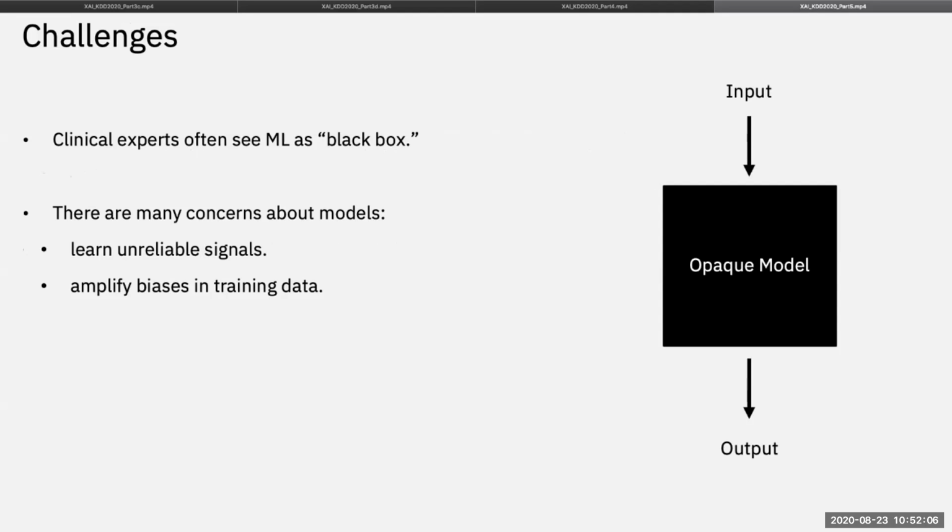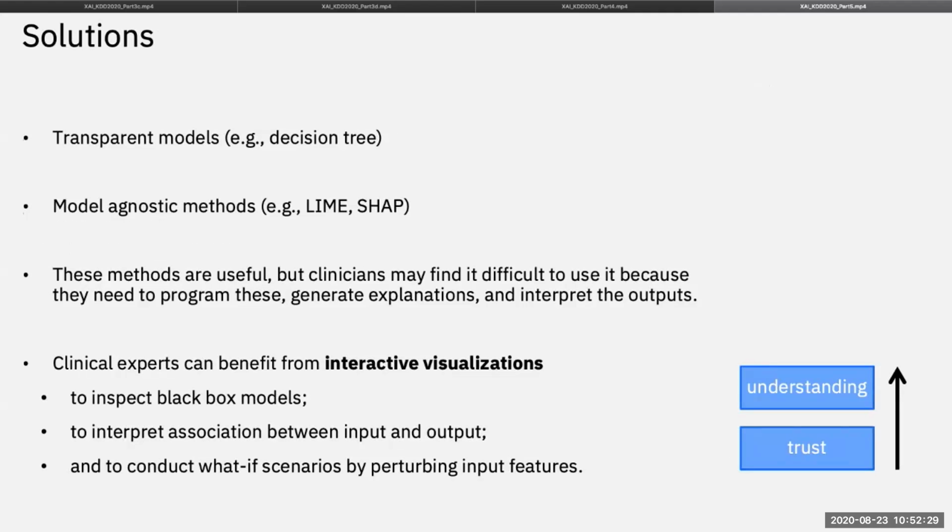Clinical experts often see machine learning as a black box. Because of that, there are many concerns about using the models for clinical practice and research. First, models can learn unreliable signals from data. Second, models can also amplify any existing biases in training data.